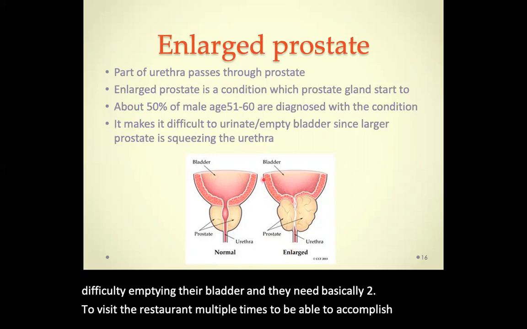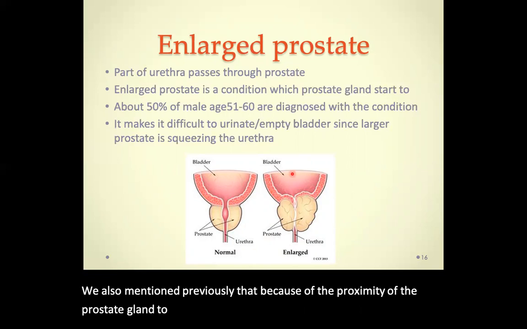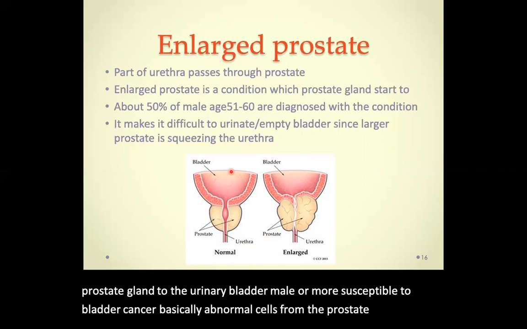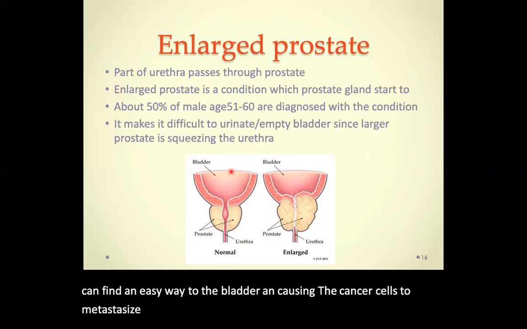We also mentioned previously that because of the proximity of the prostate gland to the urinary bladder, males are more susceptible to bladder cancer. Abnormal cells from the prostate can expand, find an easy way to the bladder, and cause the cancer cells to metastasize within the bladder as well.